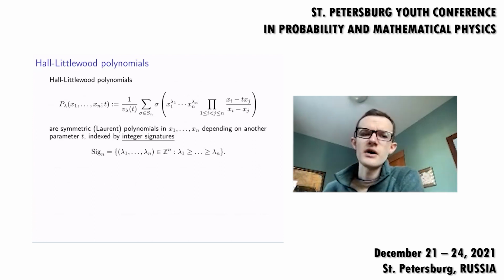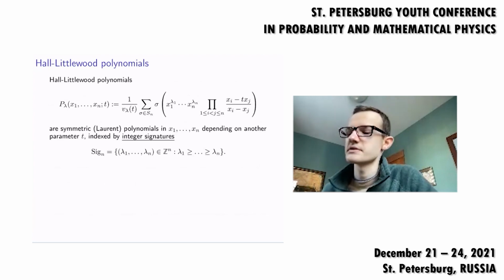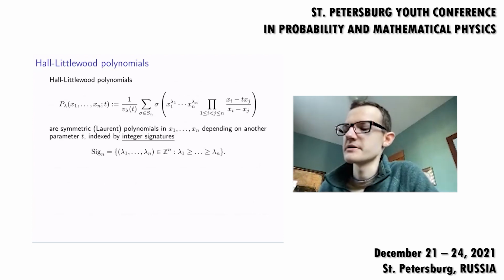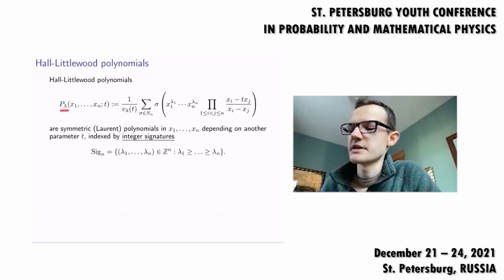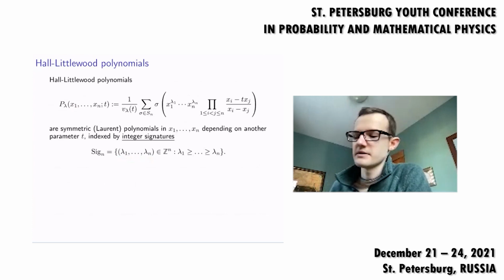So the Hall-Littlewood polynomials, the way I define them, they're actually Laurent polynomials. So these are symmetric Laurent polynomials in n variables, x_1 through x_n. They are indexed by an integer signature, lambda. This is just a weakly decreasing n-tuple of integers. And these are symmetric under permuting the variables. They're given explicitly by this formula.